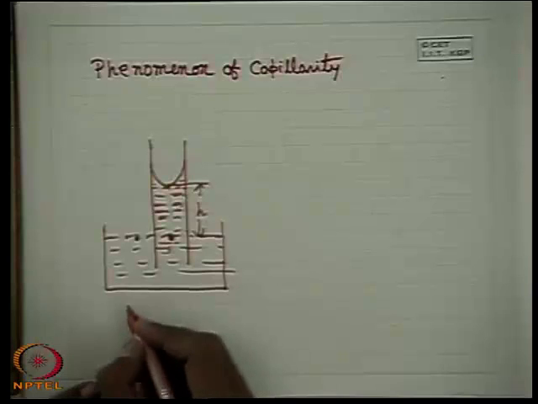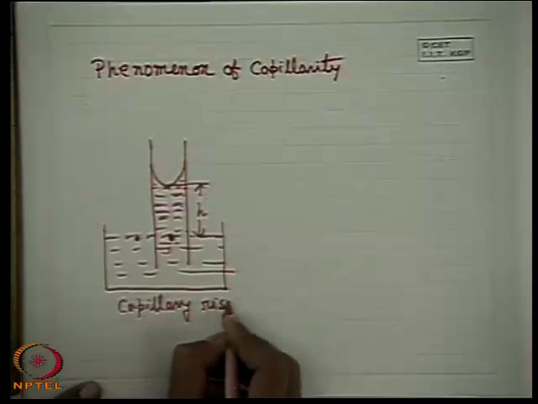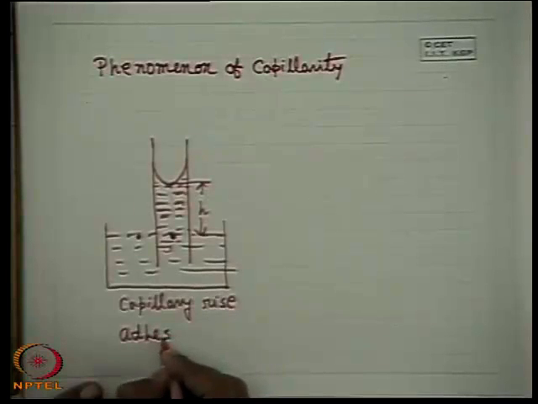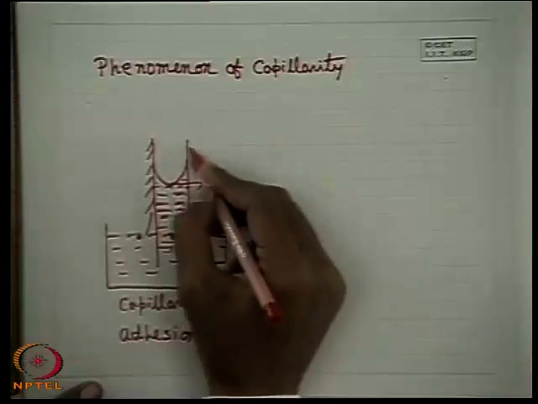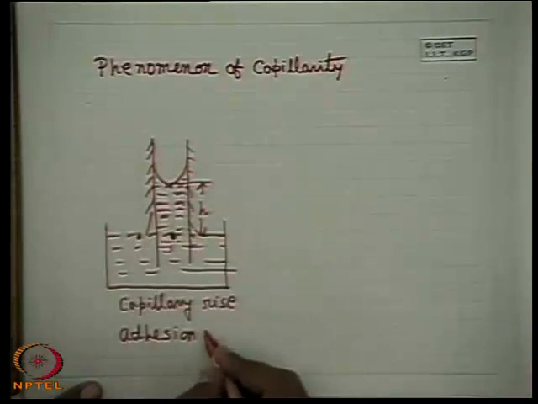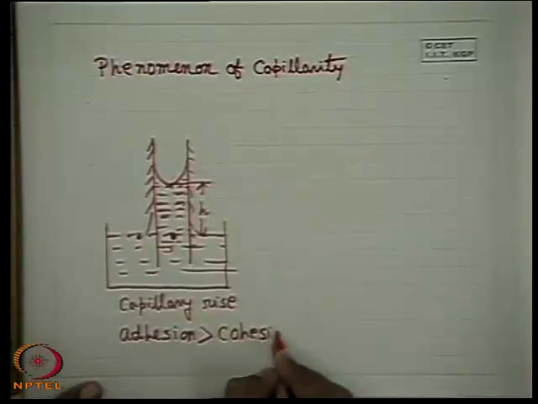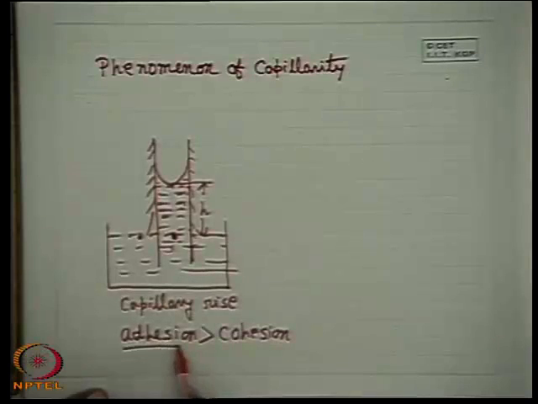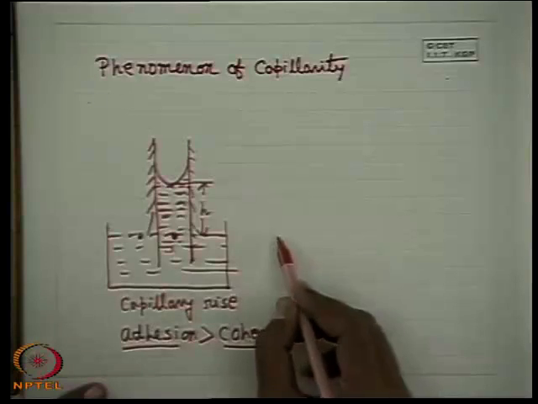So this is known as capillary rise, and this happens to those liquids where adhesion between the liquid and the solid tube is more than the cohesion. For water in a glass tube, the adhesion is more than the cohesion. So this is marked in case of water in a glass tube.